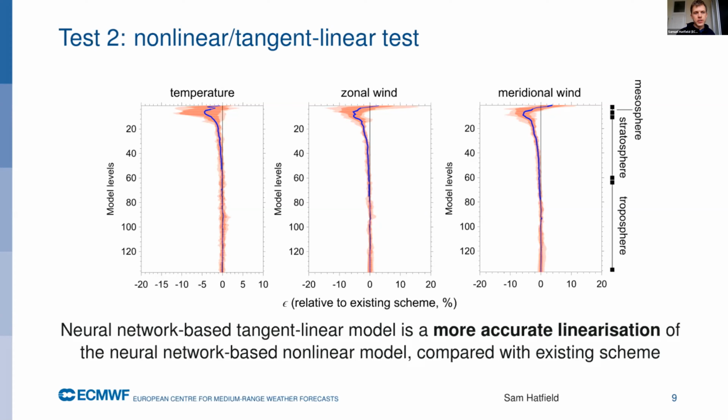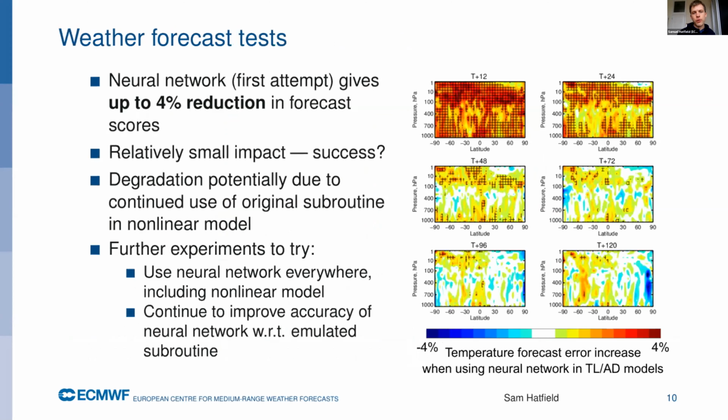For the second test, I'm going to show you some weather forecast tests. I've run this neural network-based physics scheme through a 3-month-long cycled 4D VAR data assimilation experiment, and I've run forecasts from the analysis every 12 hours. What you're seeing here is the change in forecast error when we use neural networks compared with the original scheme. We get a slight reduction in forecast skill, around 4%, concentrated mostly at the start of the forecast in the stratosphere.